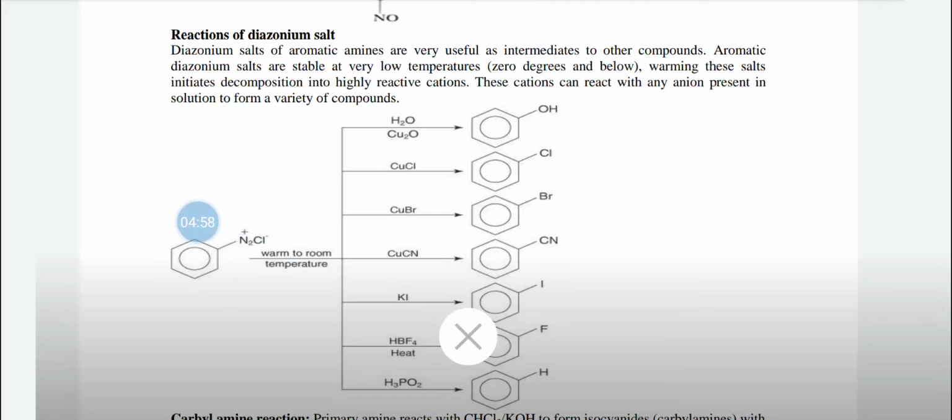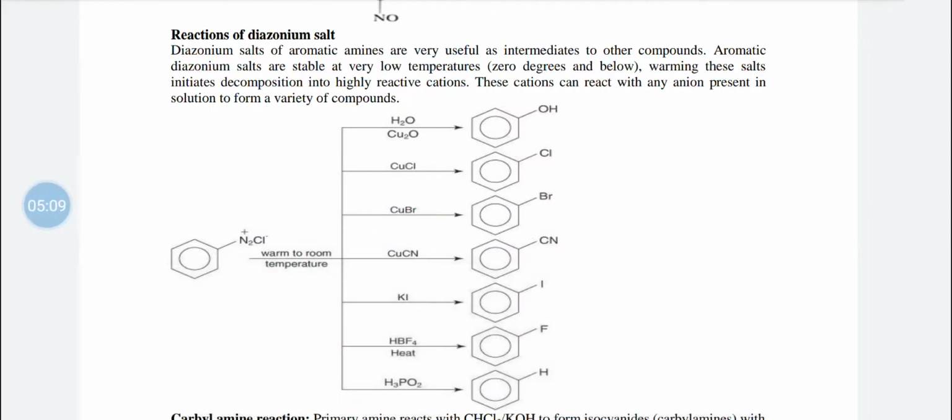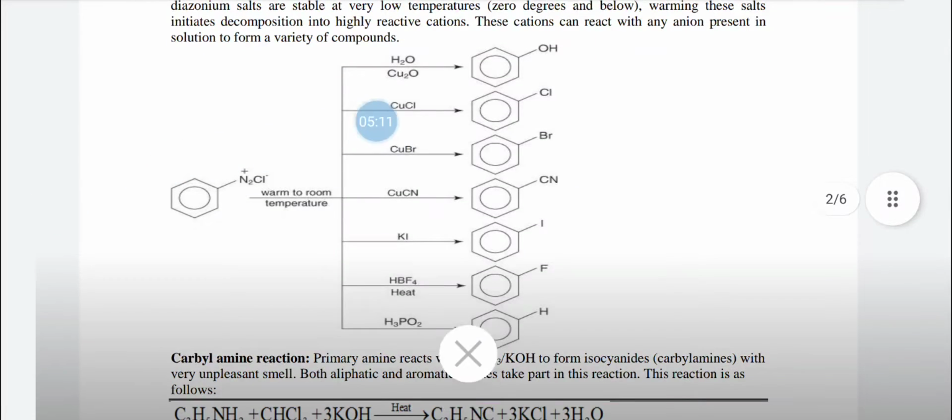The important point is that these are very unstable and stable only at very low temperature, so they can be converted into different products, or different classes of products can be obtained by using the diazonium chloride. So by using this diazonium chloride, we can prepare alcohol, chlorobenzene, bromobenzene, cyanobenzene, iodobenzene, fluorobenzene, or benzene by using different reagents. For example, reacting with H2O and Cu2O gives the corresponding alcohol, CuCl gives the corresponding chlorobenzene, etc.